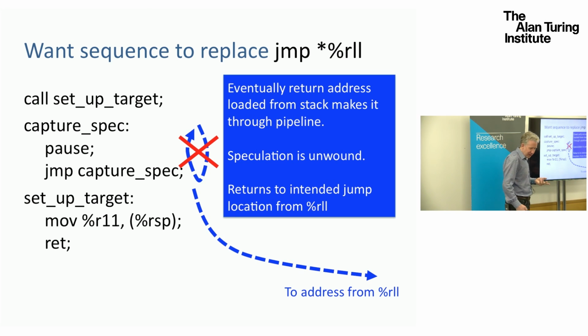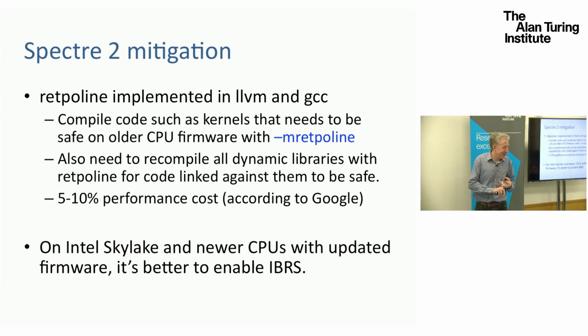And so this is now implemented in LLVM and in GCC. You can compile code, and you should compile code, such as your kernel, with a flag to basically avoid doing any of these indirect branches. Implement this construct instead of all of that stuff. You also need, of course, to compile all of your dynamic libraries and everything else that you link against for this to be safe. Otherwise, you've still got problems. Google claimed this gives you about a 5 to 10% performance hit. That's this one, in addition to the other performance hits you might have taken.